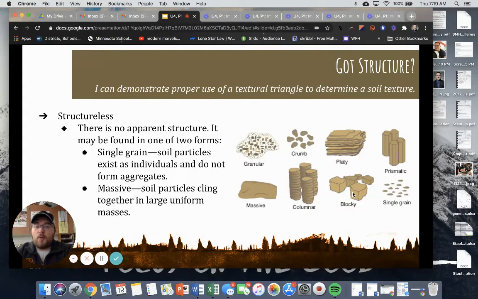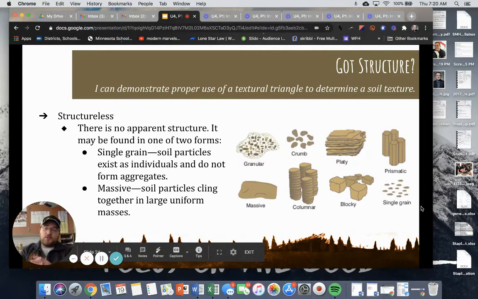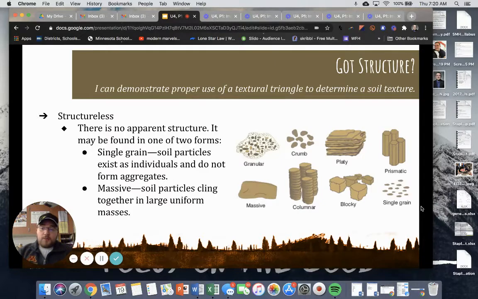Structureless is when there is no apparent structure, and it can be found in 2 forms: single grain or massive, and both are here. Single grain is when soil particles exist as individuals and do not form aggregates. Now, you're probably wondering what an aggregate is. An aggregate is a clump.